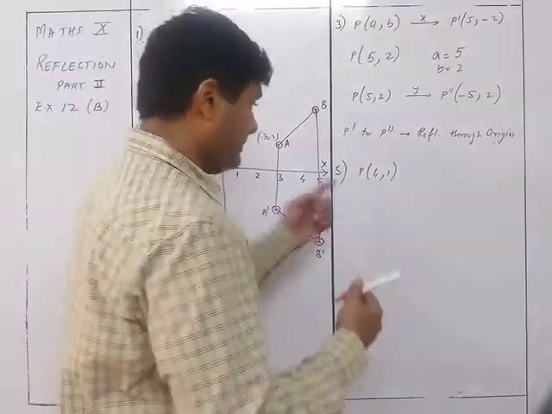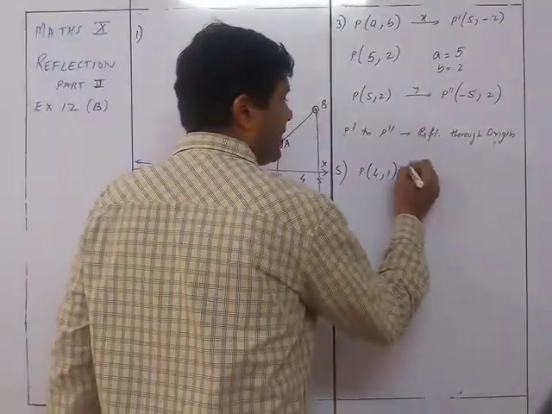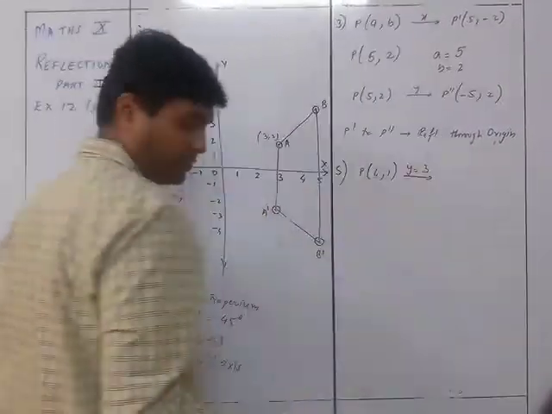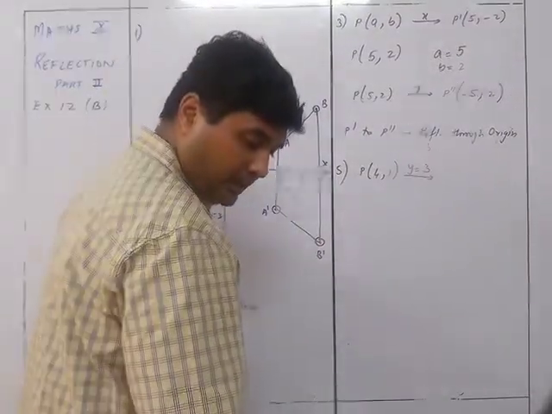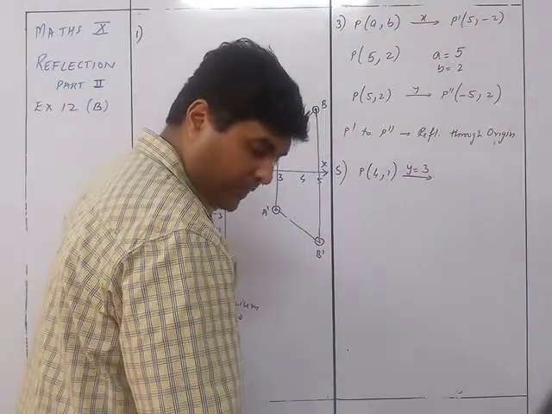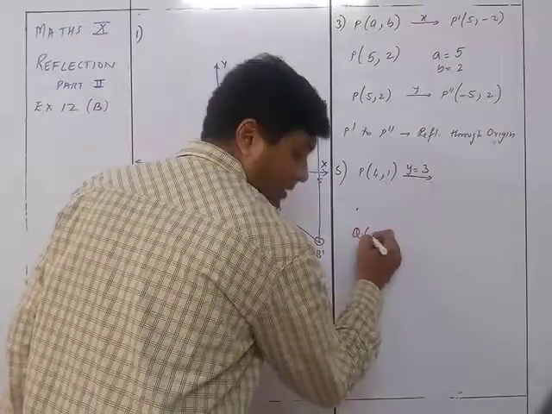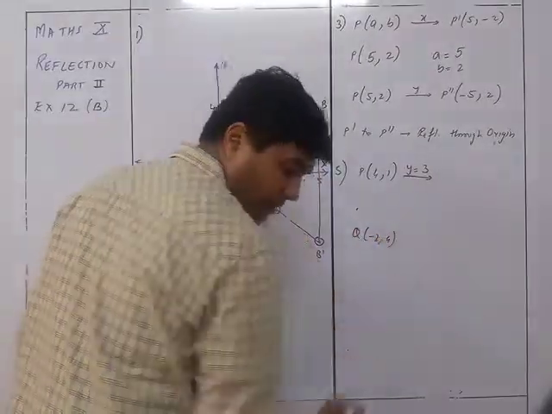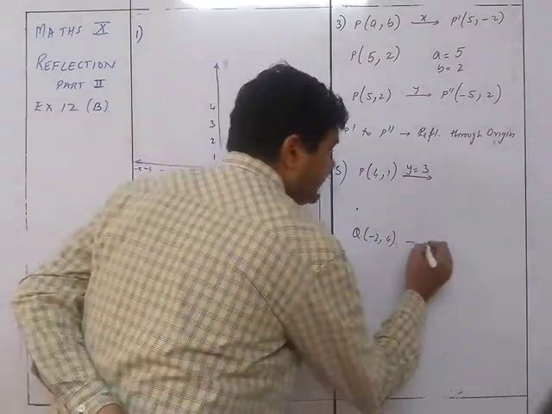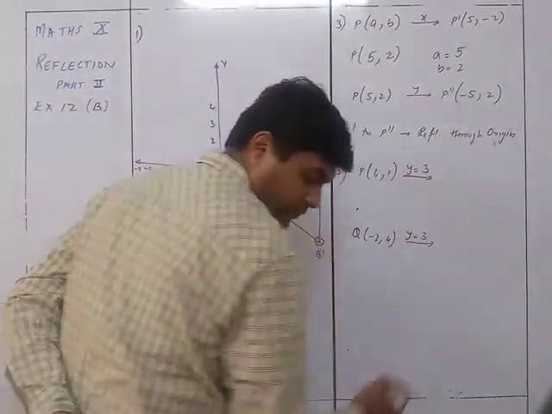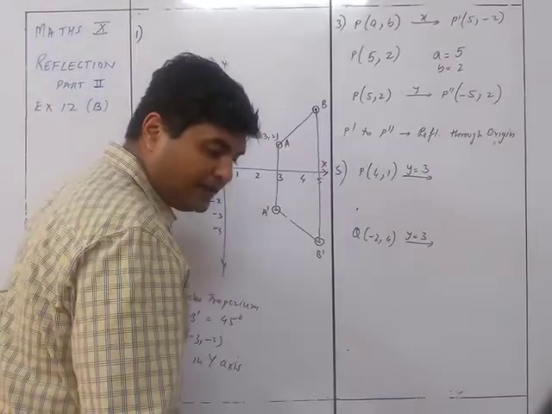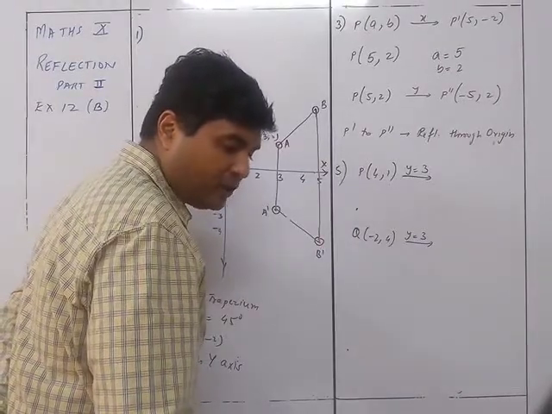This one is about the line. So this is reflected by y equals 3. P and Q, which is (-2, 4), are reflected in y equals 3. Find the coordinates of P dash, the image of P, and Q dash, the image of Q.